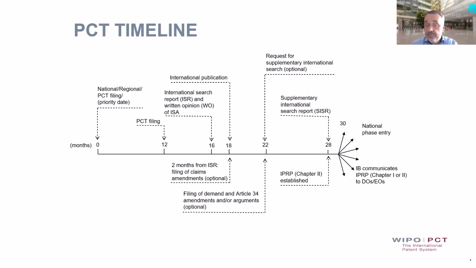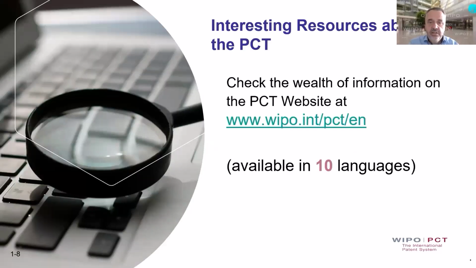And that takes me to the last part of this overview of the PCT timeline, and that is entry into the national phase. At 30 months, that's unfortunately when you really need to take the hard decision where you would like to continue with your application, before which offices, and then do what we call enter the national phase.